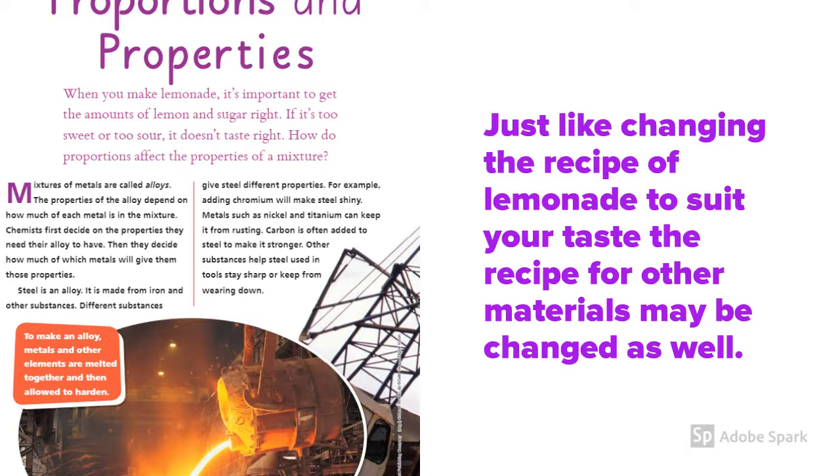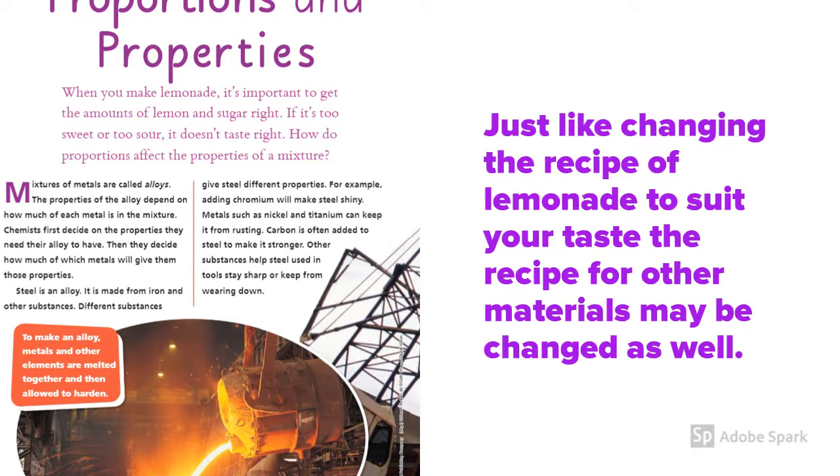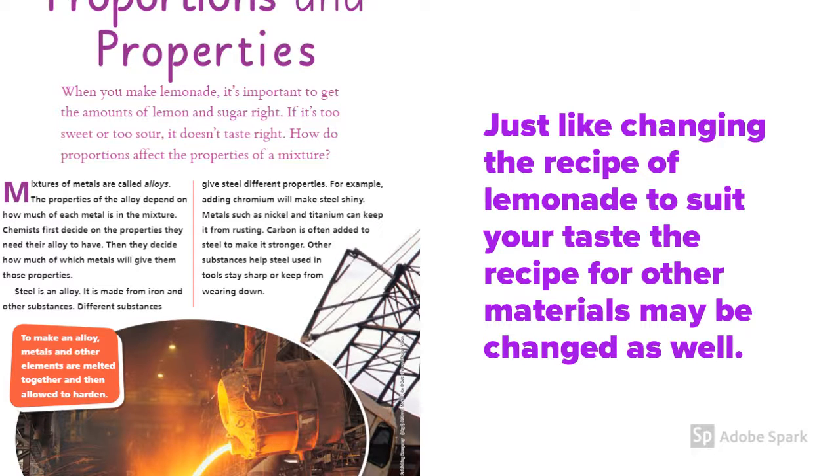Steel is an alloy. It is made from iron and other substances. Different substances give steel different properties. For example, adding chromium will make steel shiny. Metals such as nickel and titanium can keep it from rusting. Carbon is often added to steel to make it stronger. Other substances help steel used in tools to stay sharp or keep from wearing down. To make an alloy, metals and other elements are melted together and then allowed to harden.